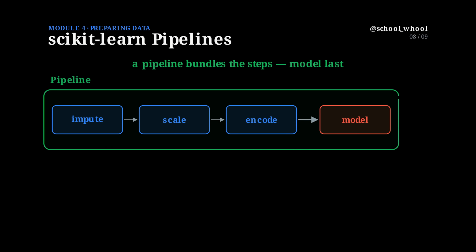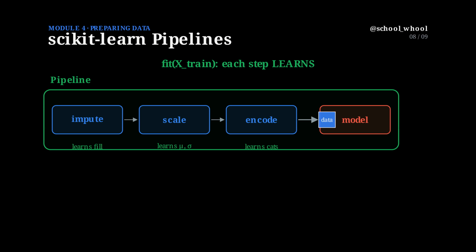You list the transforms in order, and put the model last. Now the whole sequence, impute, scale, encode, predict, behaves like one estimator that you fit and predict with, just once. When you call fit on the pipeline with the training data, watch what happens. The data flows down the chain.